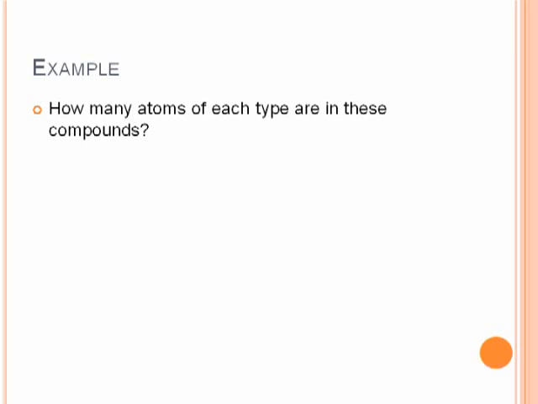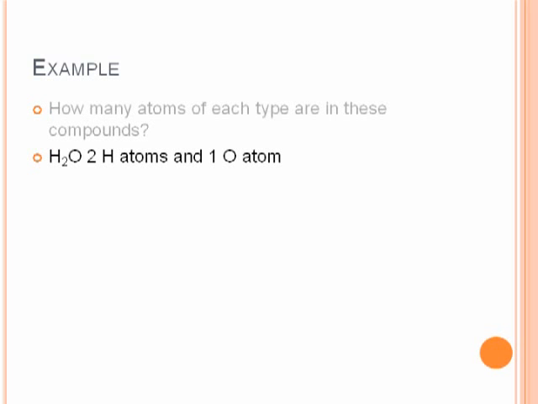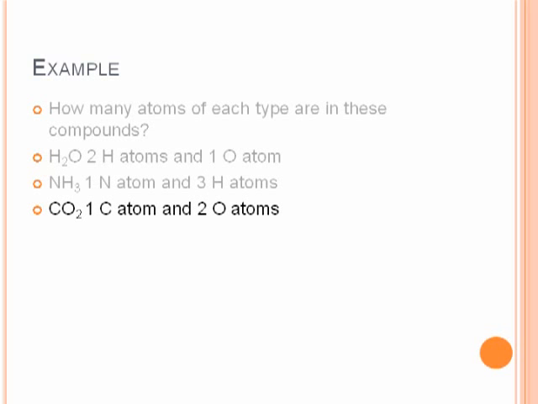So if you look at a formula, can you tell how many of each type of atom is in there? For example, in water, you've got 2 hydrogen atoms and 1 oxygen atom. Notice there is a subscript 2 on the hydrogen, but no subscript on the oxygen. The absence of a subscript implies a 1. In NH3, you've got 1 nitrogen atom and 3 hydrogen atoms. Carbon dioxide, you've got 1 carbon atom and 2 oxygen atoms.